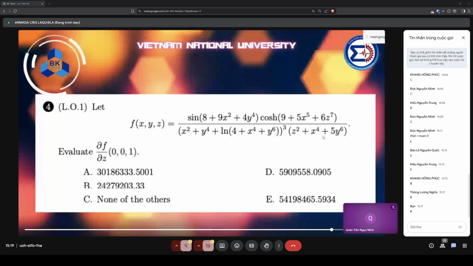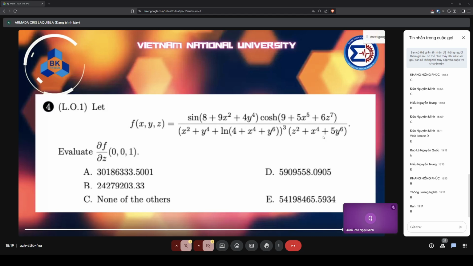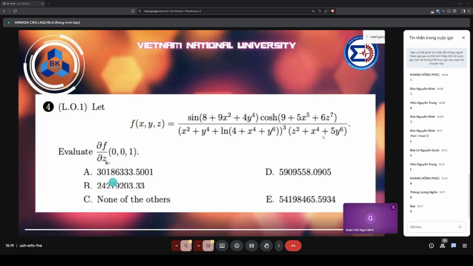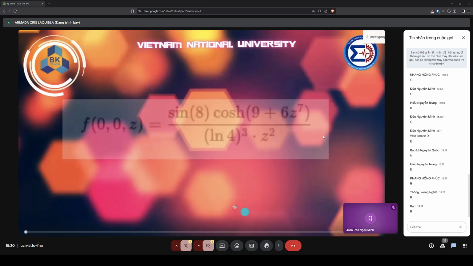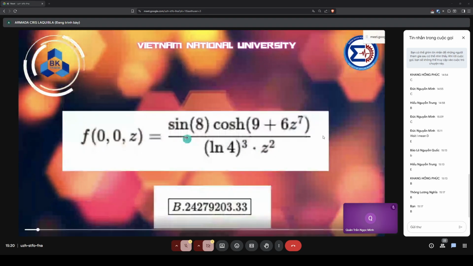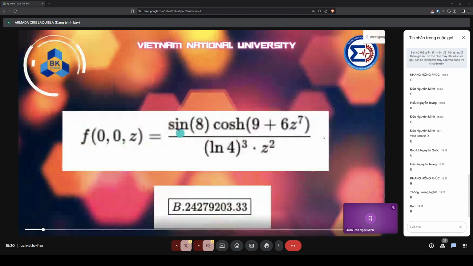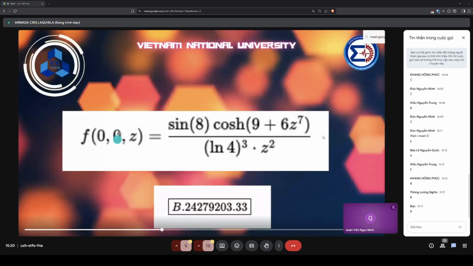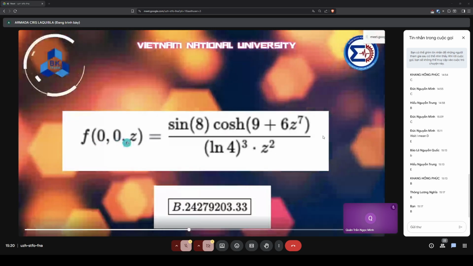Okay. This is how to do it, class. Your x there is 0 and your y is 0. You can substitute them first. Your z there is 1, so the z there will remain. It becomes sine 8 and then ln 4 cubed, then cos of 9 plus 6z to the 7 over z squared. What we did is we substitute the 0, 0 for your x and y and remain with z there. Okay, because your z has a value there which is equal to 1.